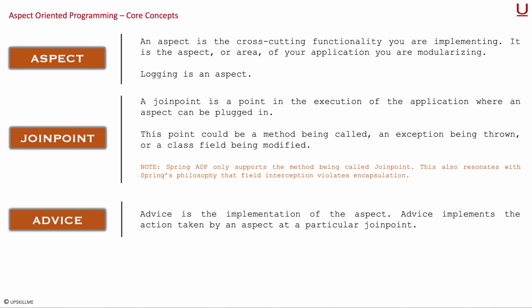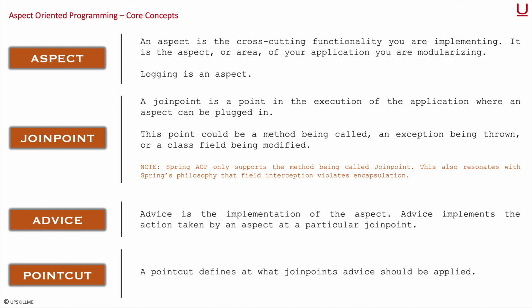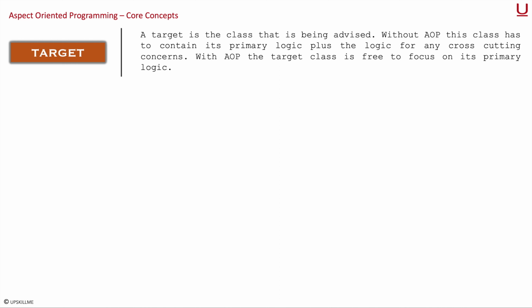Advice. Advice is the implementation of the aspect. Advice implements the action taken by an aspect at a particular join point. Pointcut. A pointcut defines at what join point advice should be applied. A target is the class that is being advised. Without AOP, this class has to contain its primary logic plus the logic for any cross-cutting concerns. With AOP, the target class is free to focus on its primary logic.